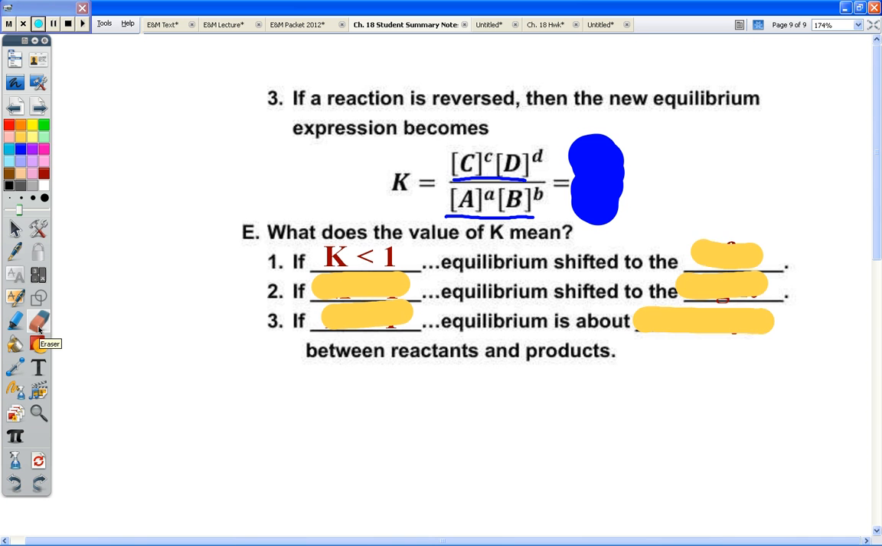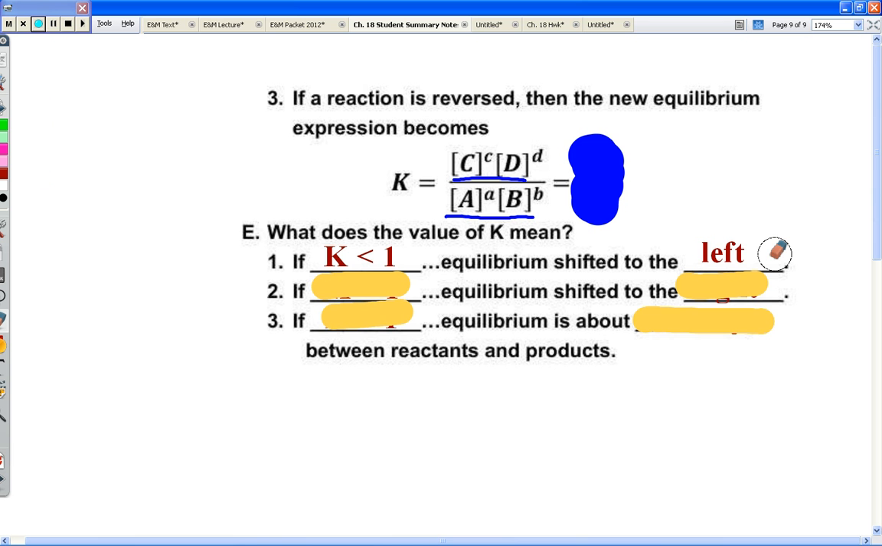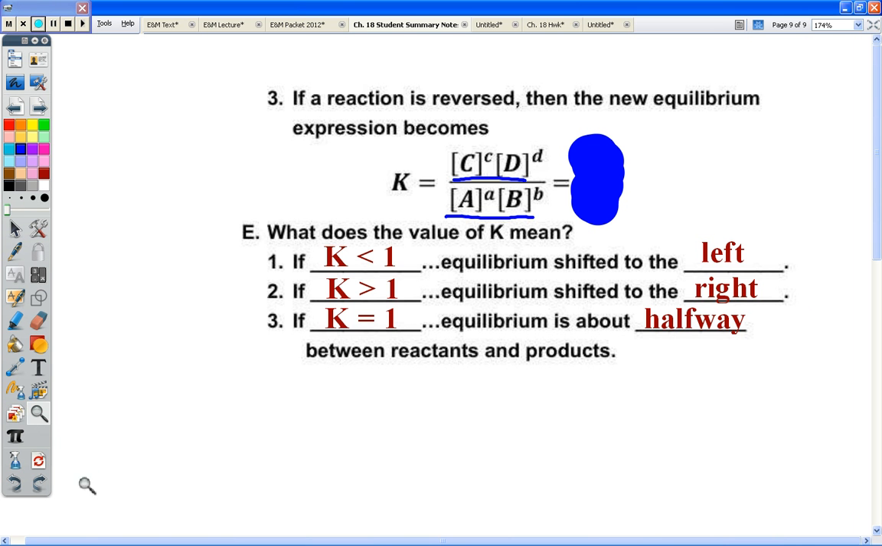to the left, which is where the A and the B are. Now, if K is greater than 1, that means our numerator is going to be larger than our denominator, and so the C and D, the product concentrations, are going to be bigger, and it's going to be shifted to the right. If K equals 1, the equilibrium is about halfway between the reactants and products.